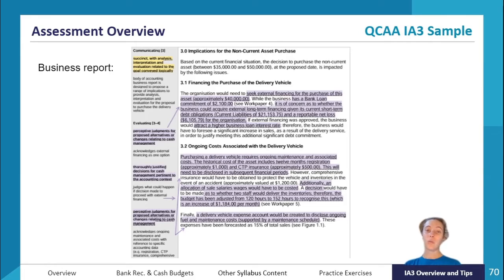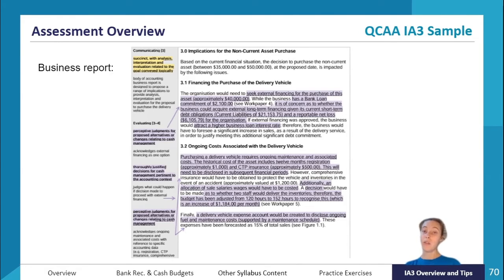So the organization would need to seek external financing for the purchase of the asset. So financing the purchase of the delivery vehicle, we've got a really clear heading, and then we're talking directly about what that financing would involve. And then we think about the details of that. So if you are needing to seek external financing for the purchase of this asset, then a logical thing to think about is, does the business already have a bank loan? And in this case, it does, and it has a commitment of $2,100.